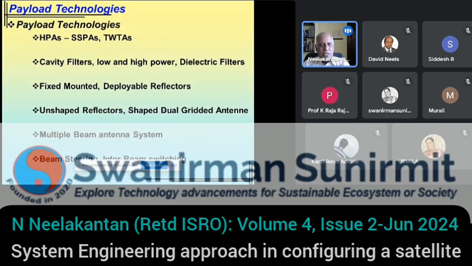The payload technologies, as I told again: the SSPAs, TWTAs, cavity filters. One can use the actual cavity filter or dielectric filters, which are very mass efficient. Reflectors can be fixed mounted or deployable, and multiple beam antennas. Beam steering is possible. You launch a satellite with a service area over, say, the Middle East, and then you beam steer so that the service area is shifted to Southeast Asian countries. Like that, all these technologies, it all depends on the service requirement.